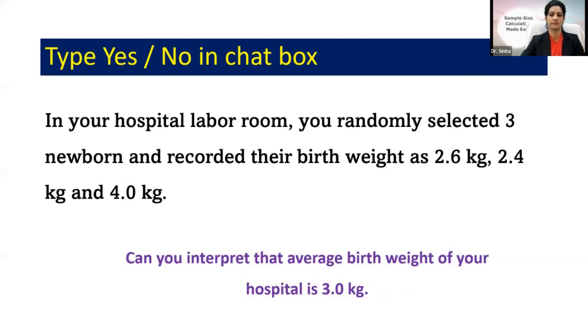Now see this question. In your hospital labor room, you randomly select newborns and record their birth weight as 2.6 kg, 2.4 and 4 kg. What is the average birth weight? Can you interpret that the average birth weight of your hospital is 3 kg? There are a few answers saying yes, but most of the answers are no. Only by selecting 3 newborns and calculating their mean, it will not convey that the mean birth weight of the babies is 3 kg.